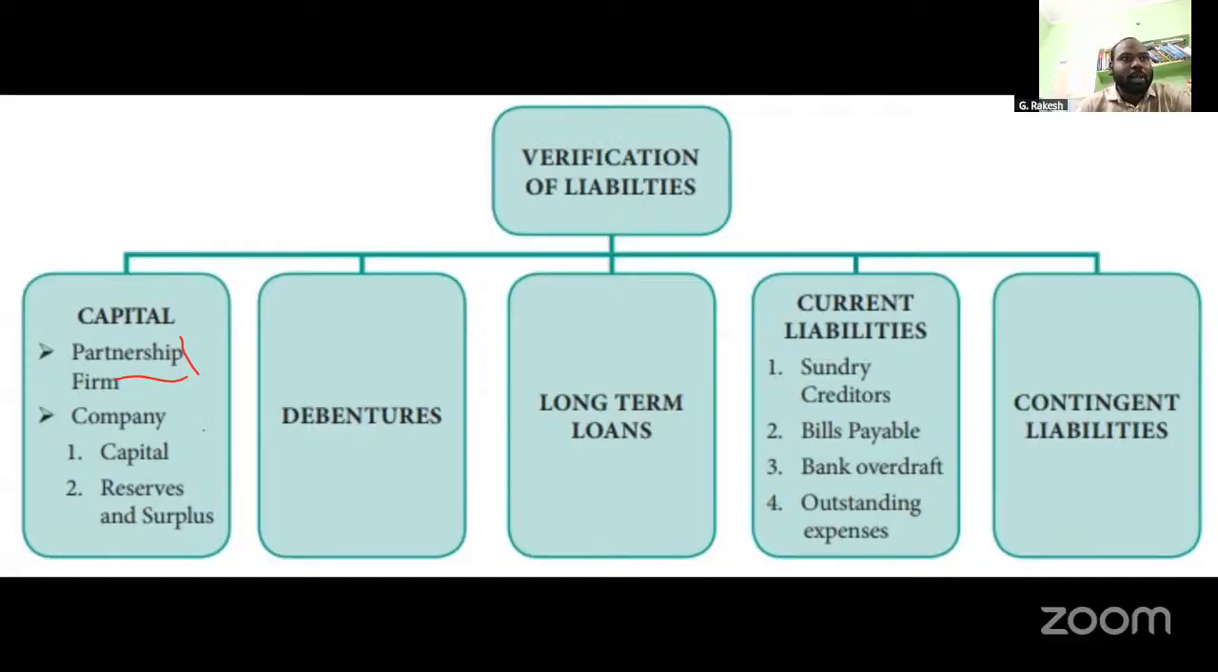Second business kind is company. While verifying the capital of a company, the auditor should verify the share capital and the level of reserves and surplus maintained by the company.